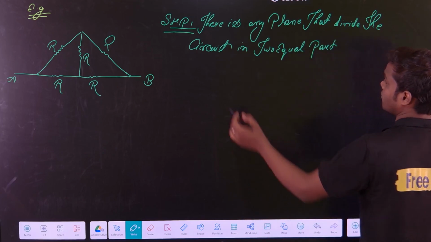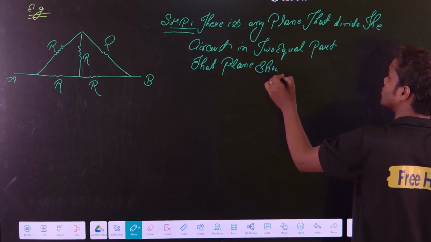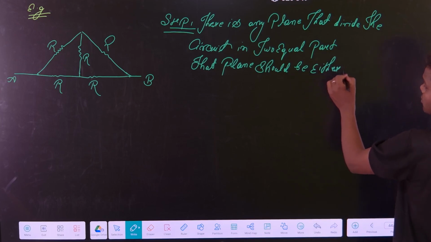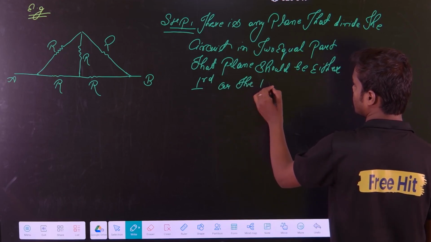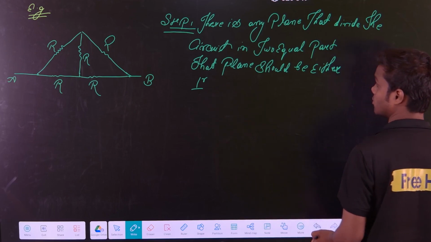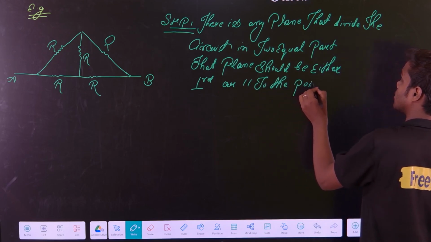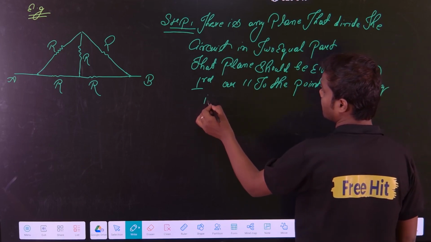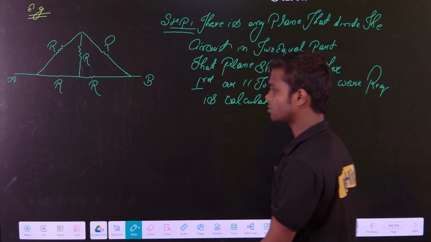And remember that plane should be either perpendicular or parallel to the points where R equivalent is calculated. Correct. That is the first step. Okay.